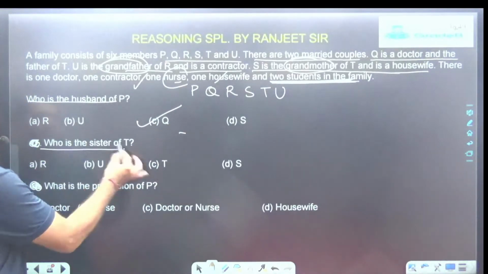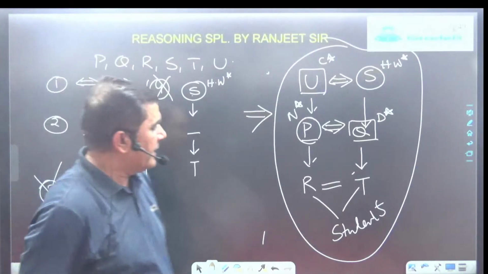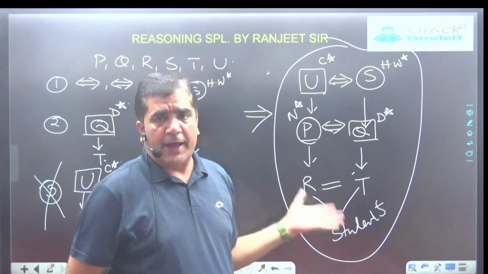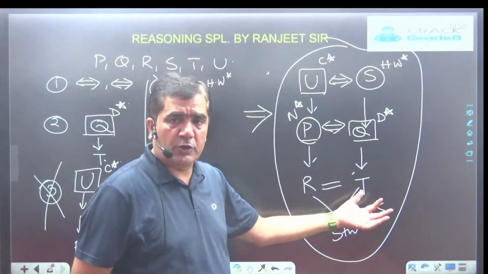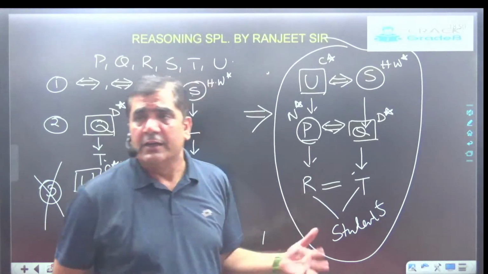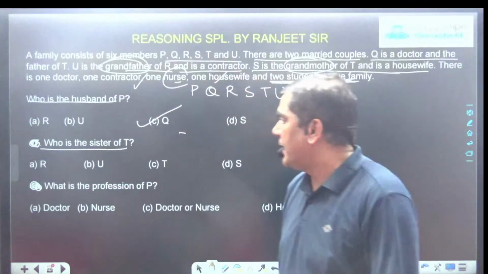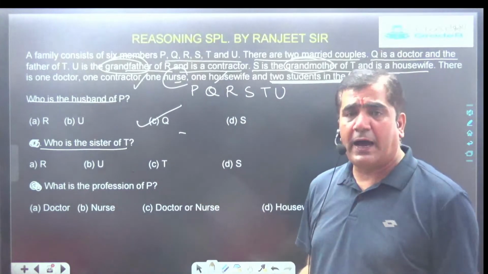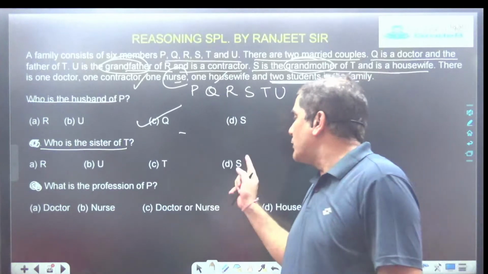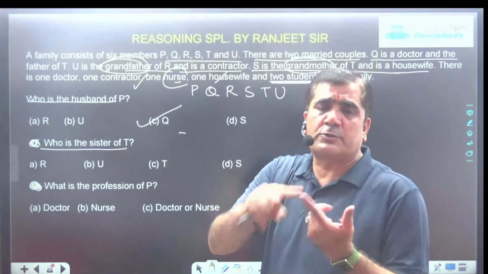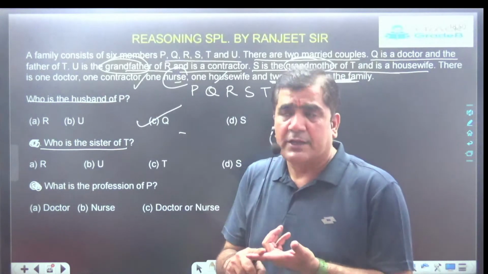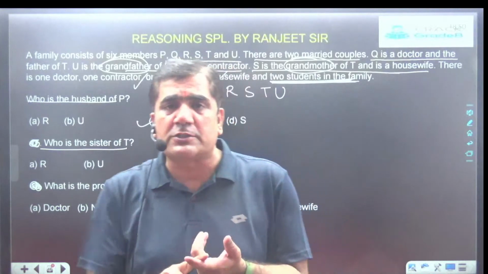Next one. Who is the sister of T? See here, sister of T, as per me the correct answer should be cannot be determined, because I don't know the gender of R. R can be either brother or sister. But in the option, they have given R, U, T and S. And my job is not to give the answer. My job is to find out of these 4 options, which can be the best possible answer. See, in the examination, your job is not to give the answer. Your job is to find the best possible answer.